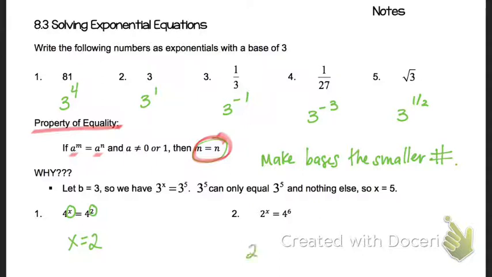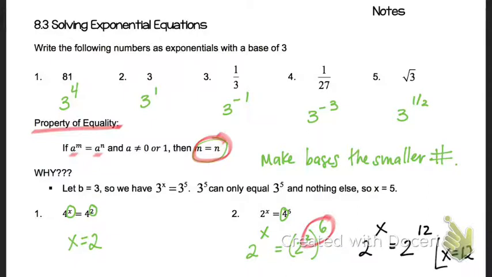I'm going to leave this as 2 to the x, and I'm going to rewrite this 4 as 2 squared to the 6. So what I did is I rewrote 4 to be 2 squared, and it's still raised to the 6th power. Then I'm going to multiply my exponents. So 2 to the x equals 2 to the 12th. So x equals 12.